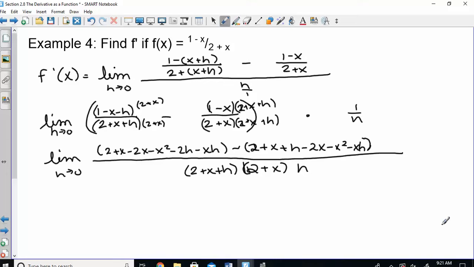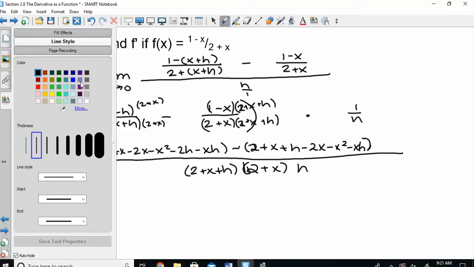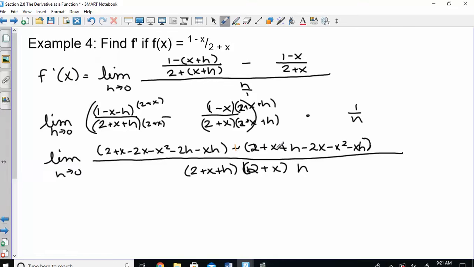So then what do we do? Yeah. We distribute the negative. Positive 2, negative 2 cancel, positive x and negative x cancel. 2x and negative 2x, negative x squared, positive x squared, and xh's. So all we are left with, negative 2h minus h, so negative 3h over the denominator.